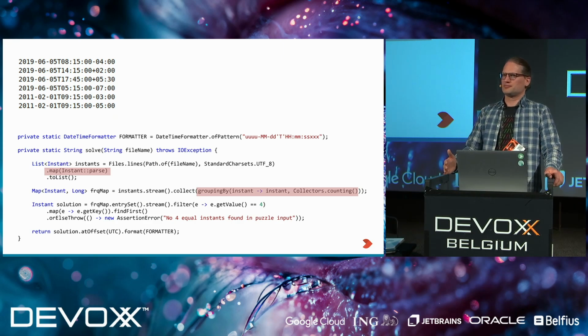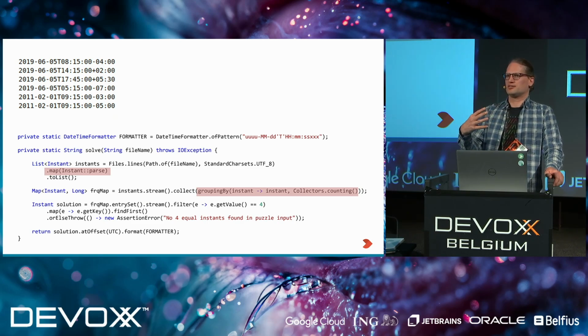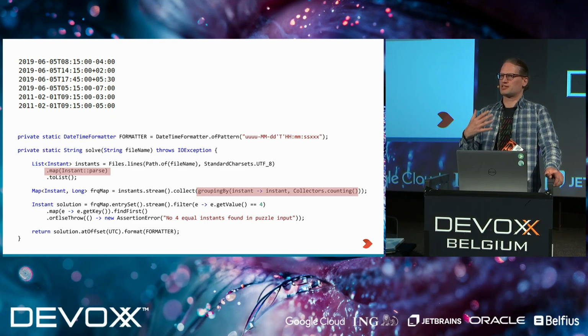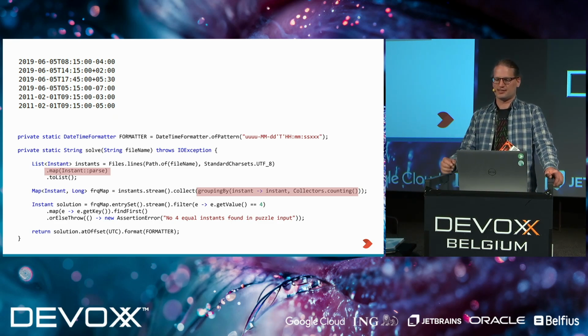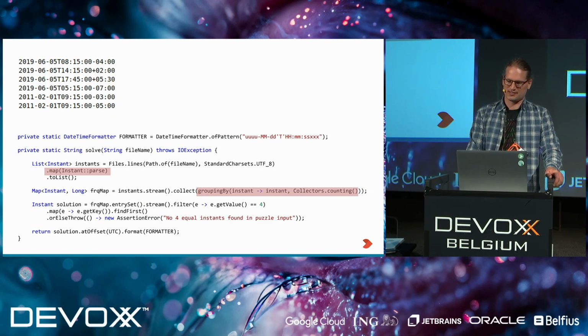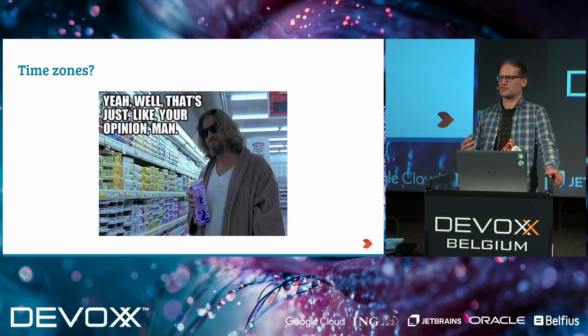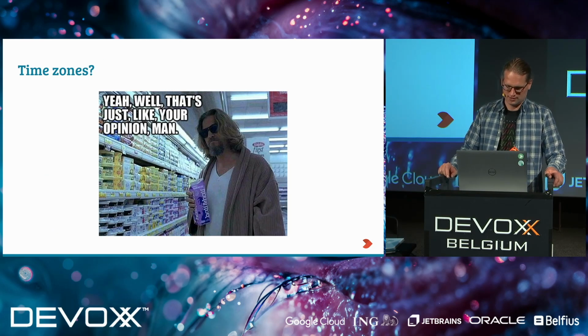And so the important thing that I want to teach here is that instants are universal, UTC is universal, and time zones are just a representation, a way to represent that instant from a local perspective. So it's basically like time zones don't exist. Time zones are just like your opinion, man.